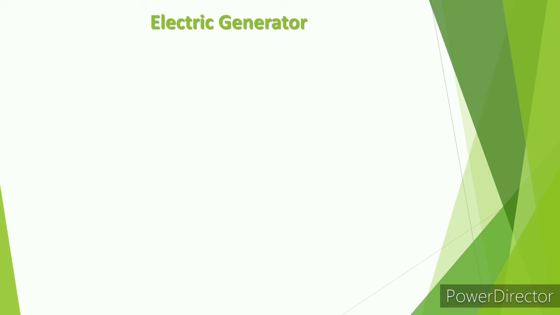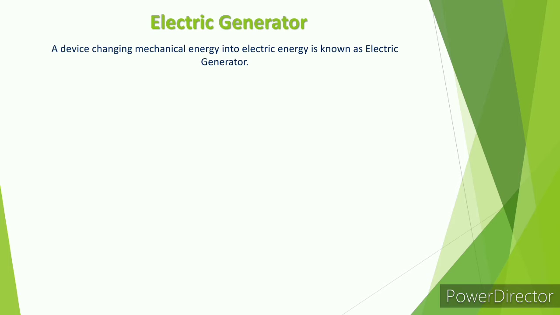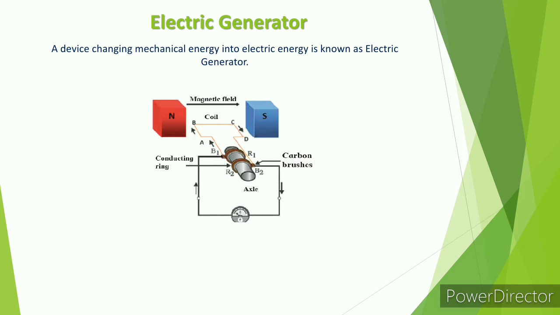Two types of electric generators are there, AC generator and DC generator. Let's learn AC generator. A device converting mechanical energy into electrical energy in the form of alternating current is called AC generator. AC generators are used to power small electric motors, those used in juicers, vacuum cleaners and food mixers.